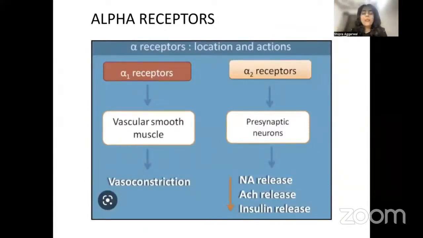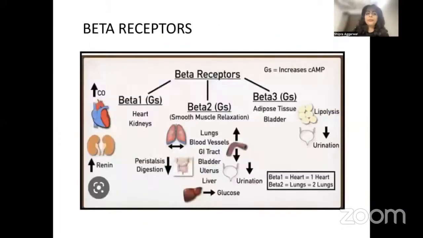Alpha 1 receptors are present in the postsynaptic area and are predominantly located on the vascular smooth muscle. So their main function is to cause vasoconstriction. The alpha 2 receptors are present both in the pre and the postsynaptic area, but these receptors are generally not involved in the regulation of the blood pressure and heart rate.